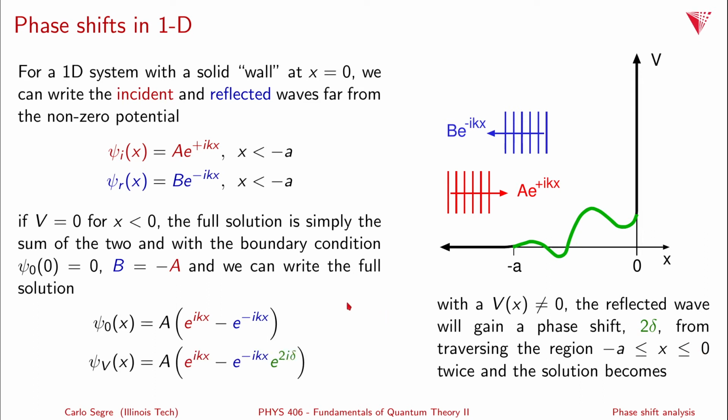The solution then becomes psi with the potential of x is A times the quantity e to the ikx, so that's the incident wave, minus e to the minus ikx times e to the 2i delta. So this is the phase shift. You have a 180 degree phase shift from the reflection at the hard wall, and the full solution becomes this.